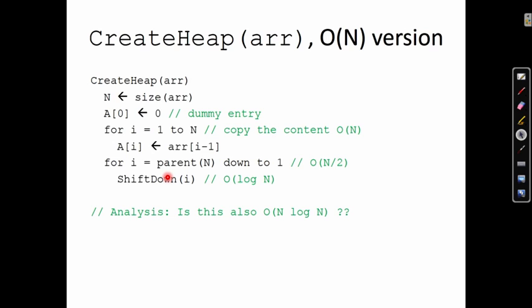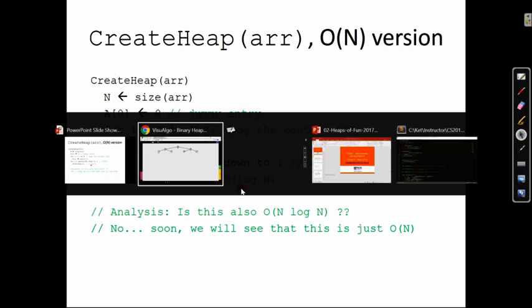If you think about it, if I start from the parent of the last leaf and go back to root, there are big O of n divided by 2 nodes, right? Correct? So this for loop will run O(n/2) iterations. And then I call shift down on each of these nodes, which in the worst case is log n, right? So, reasonably, it should actually still be O(n log n), right? It actually is not O(n log n). We will show you why it is not O(n log n). It's actually O(n).